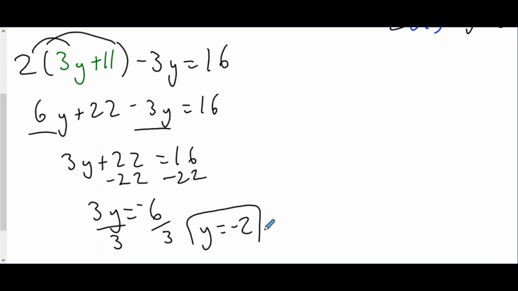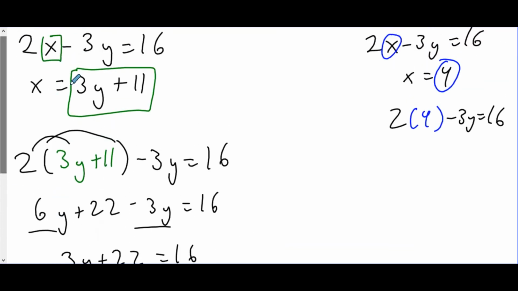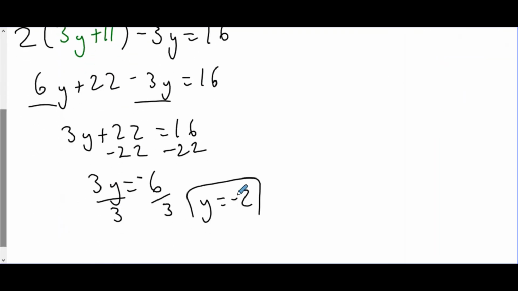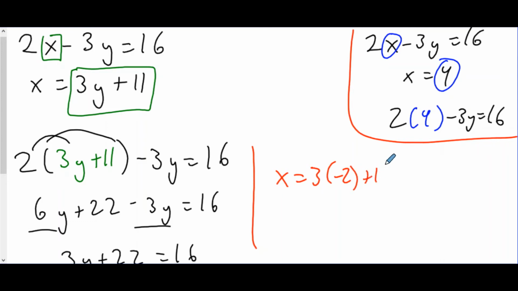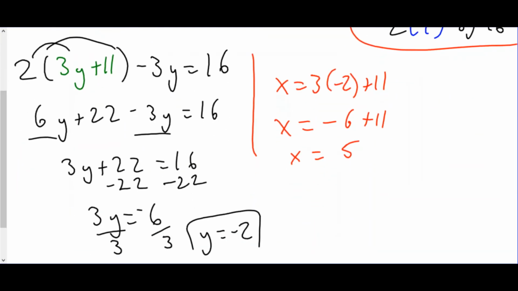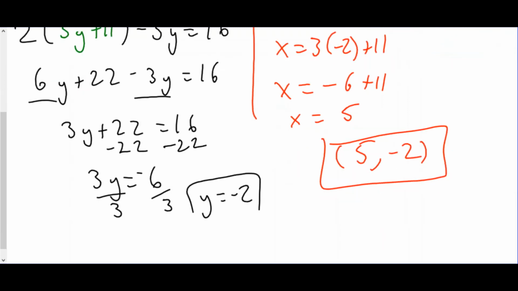So to find x, I can take this answer and substitute it back into either of the original equations. It does not matter which one you choose, it's up to you, and usually when it's your choice, we want to go with the one that's easier, and that's going to be this one. So I'm going to substitute y is negative 2 into this equation. So I have x equals 3 times negative 2 plus 11. x equals negative 6 plus 11, and 11 minus 6 is going to be 5. So my final answer, which I'm going to write as an ordered pair, is 5, negative 2.